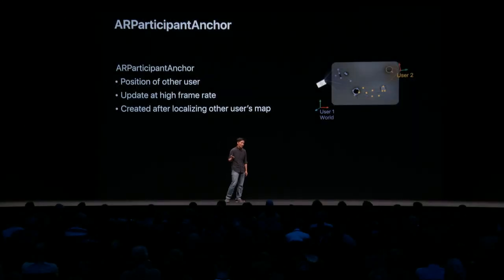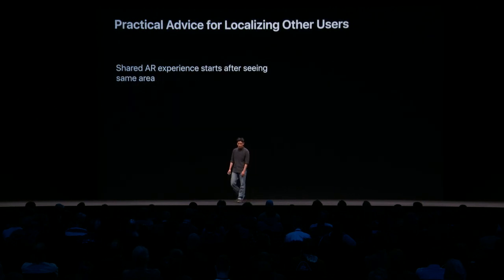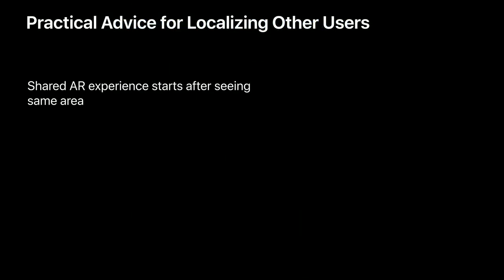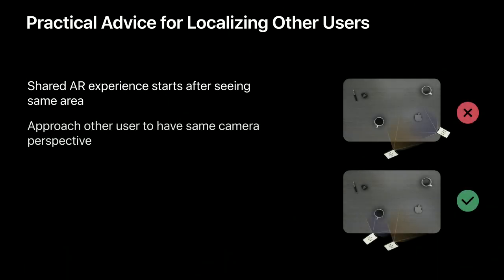Let's look at some practical advice on how to start a shared AR experience using collaborative session. As I mentioned before, a shared AR experience will begin after each user localizes itself in other users' map. That means they have to see the area other users have seen before. But sometimes, depending on the user's motion, this could take time. If you want the user to have a shared experience faster, we have two pieces of advice. First, it is recommended to have one of the users approach the other user to have the same camera perspective. For instance, in this example, we have two users seeing the table, but they are seeing it from crossing directions.